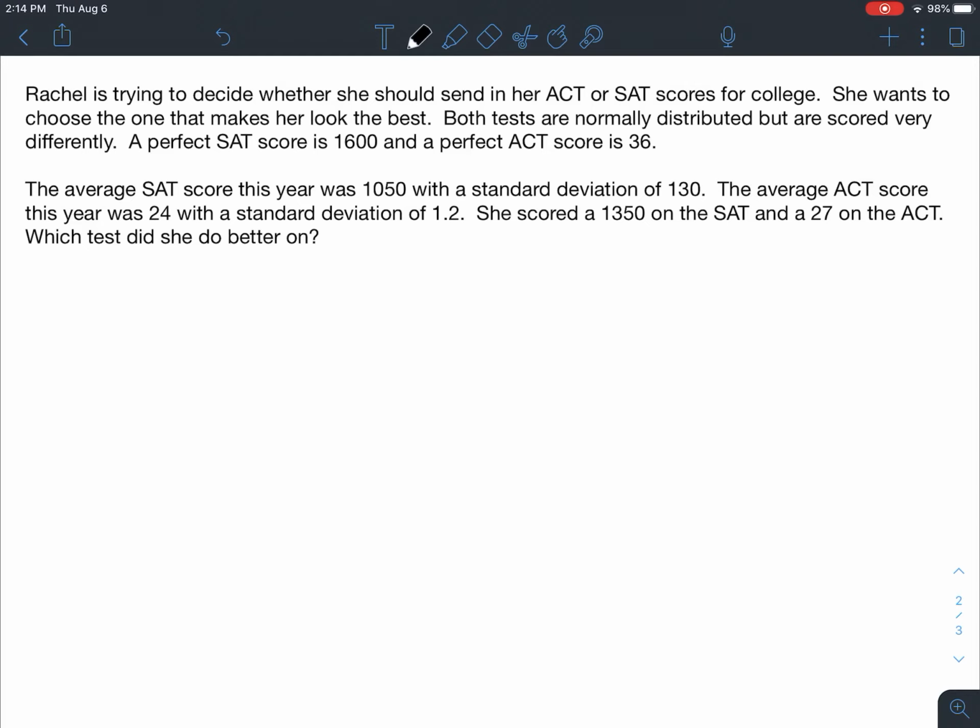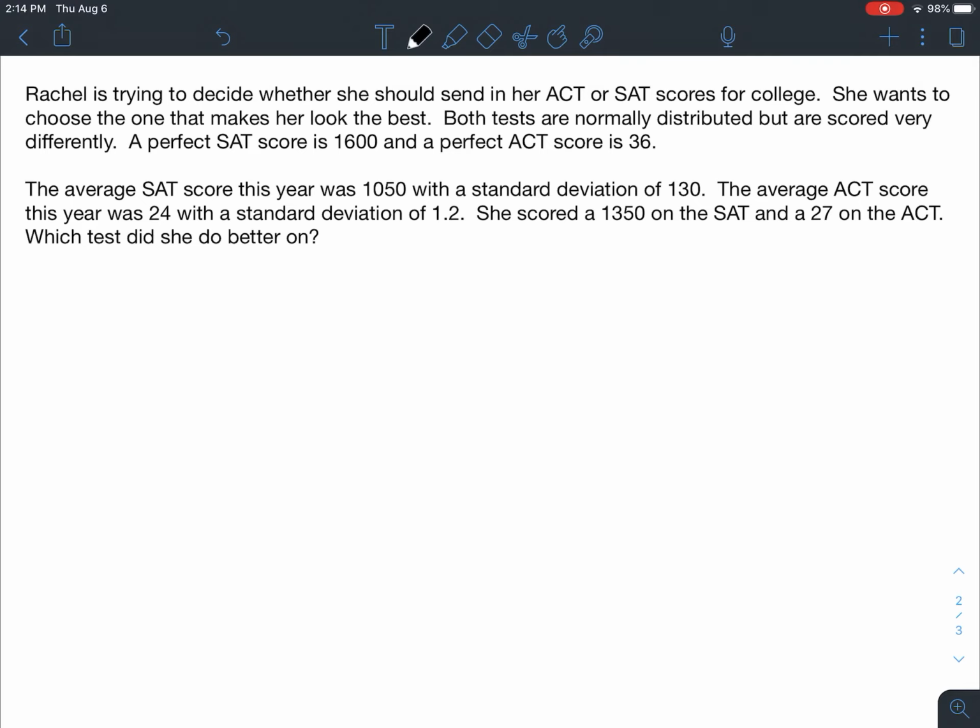For instance, this problem says Rachel is trying to decide whether she should send in her ACT or SAT scores for college. She wants to choose the one that makes her look the best. Both tests are normally distributed but are scored very differently. A perfect SAT score is 1600 and a perfect ACT score is 36. So we can already see there's a problem here. The SAT has a lot more points involved in terms of a perfect score, and an ACT is just up to 36. So how do we know which one is better?